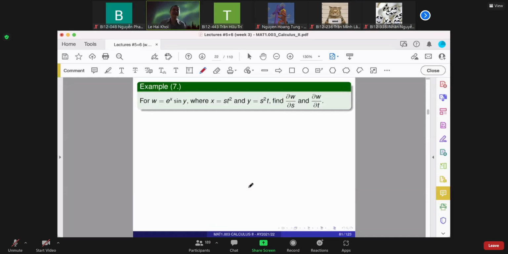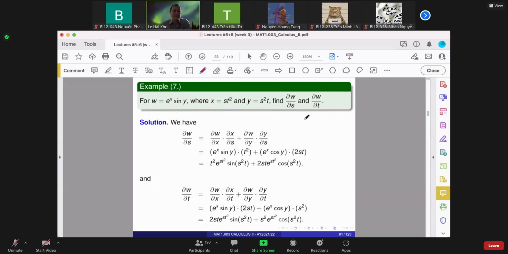Example 7 is simple, because there is only the formula you have to apply, right? x is a function of s and t, y is also a function of s and t, and you are asked to find the partial derivative of w with respect to s and to t. Apply the formula here to s, here to t, and then you work on each partial derivative. Then you get the answer. No problem with that. Quite simple, right? That's example 7.